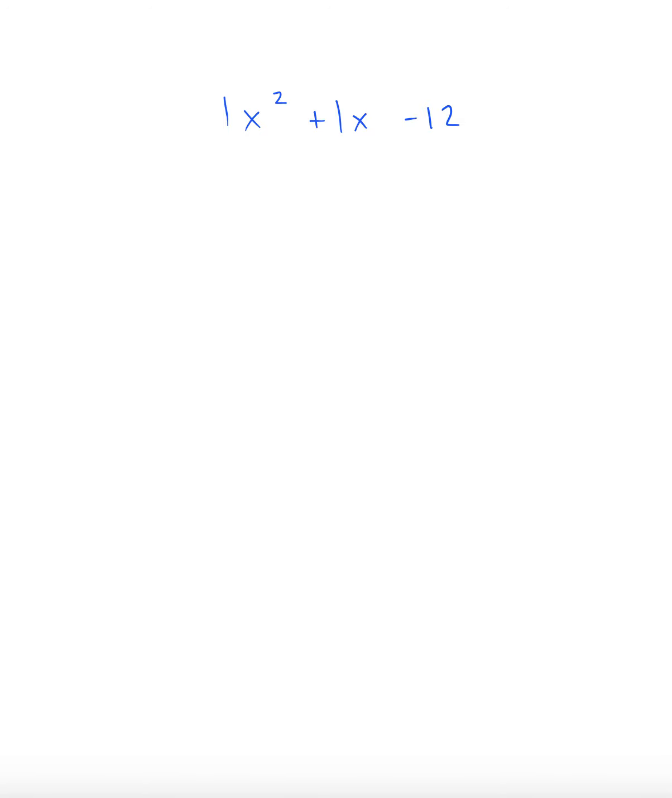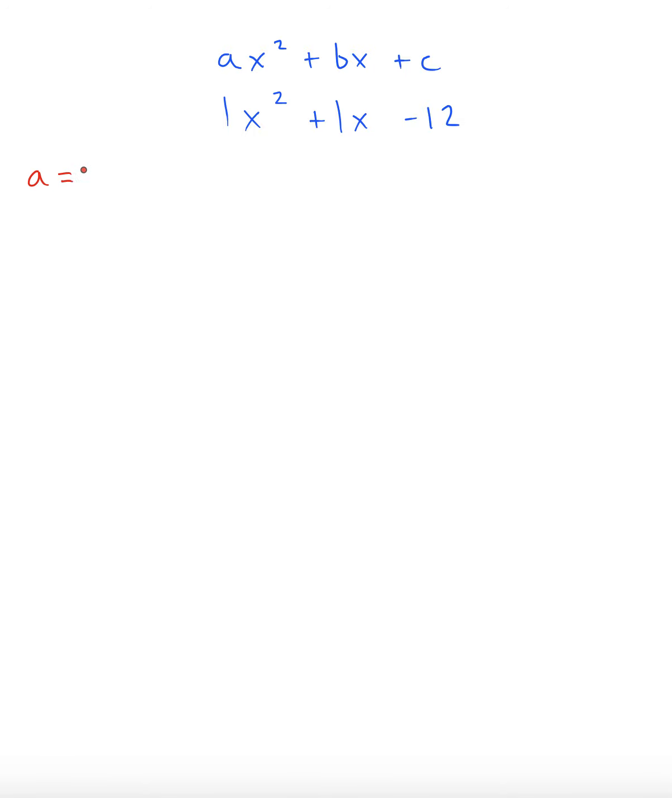Let's factor the quadratic 1x squared plus 1x minus 12 using the AC method. So all trinomial quadratics would come in the form of ax squared plus bx plus c. Our first task is to figure out what is the a, the b, and the c here.